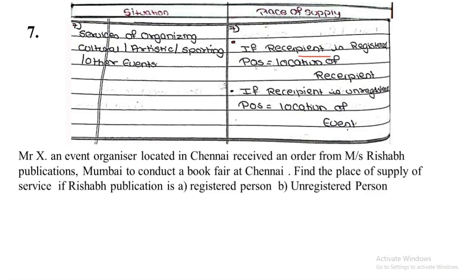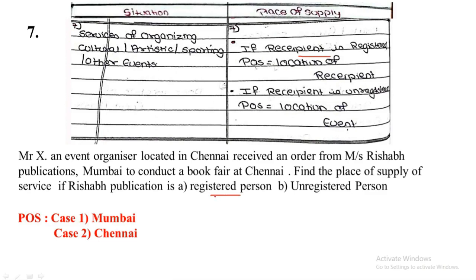So Mr. X, an event organizer located in Chennai, received an order from Rishabh Publication, Mumbai, to conduct a book fair in Chennai. Find the place of supply if Rishabh Publication was registered. If Rishabh was registered, his location, that was Mumbai, will become the place of supply. If he is not registered, then the place where the event took place, the book fair, was at Chennai, so Chennai will be the place of supply. So first case Mumbai, second case Chennai. Okay, this was your situation number 7.